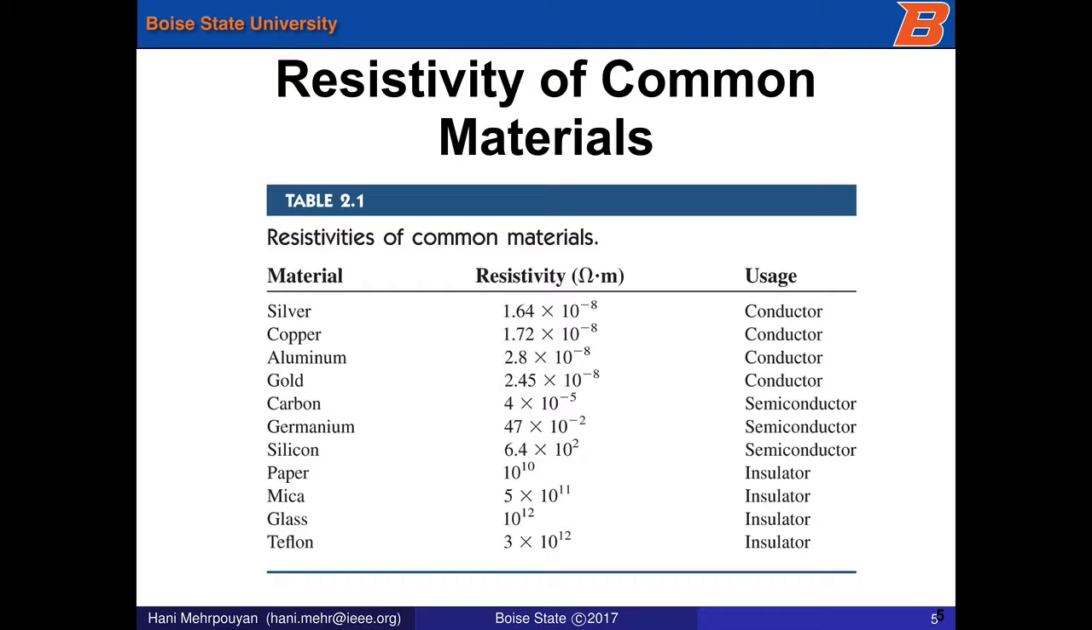So if you decide to, for example, do the electrical wiring for your home, you will notice that if you opt to use aluminum wires, they'll be cheaper, but they will be much thicker than the copper wires. And you have gold, carbon, and then as you move down, germanium and silicon, which are semiconductors in the sense that for certain voltages, they're conductors, but below certain voltages, they act as insulators. Then you have paper, mica, glass, and Teflon, which are basically used for insulation.